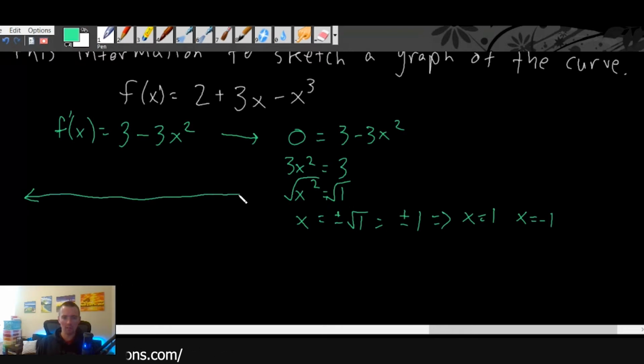But in this case, we're going to have to find information about inflection points and concavity. So we're going to need to find that eventually anyway. So if you wanted to do the second derivative test, this would be a good chance to try that out.